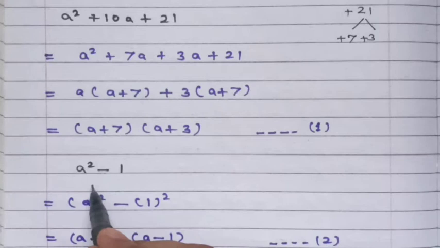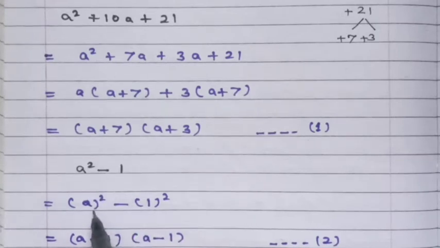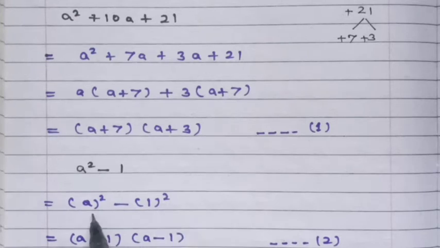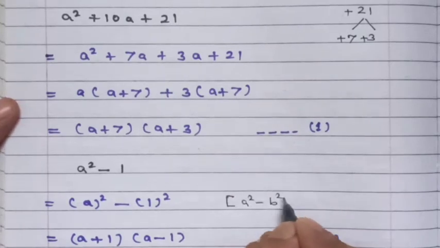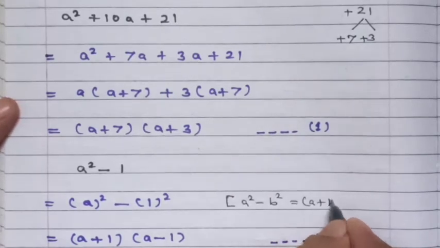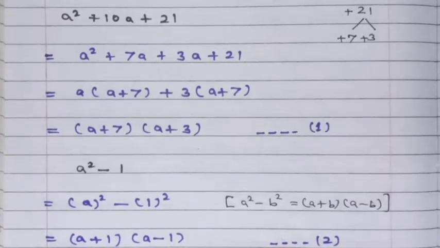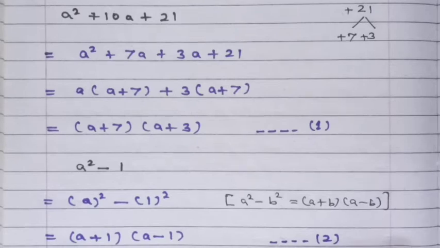Let's go to the second, a square minus 1, which can be written as a square minus 1 square. It is of the form a square minus b square. So you know a square minus b square is equal to (a plus b)(a minus b). So using this formula you can write (a plus 1)(a minus 1), which is your second expression.